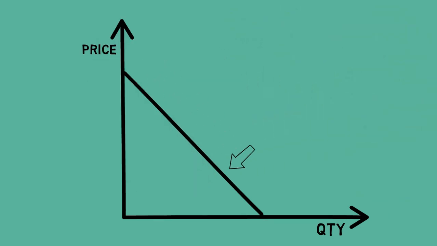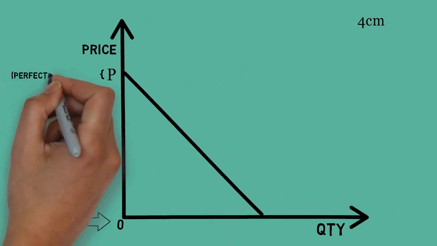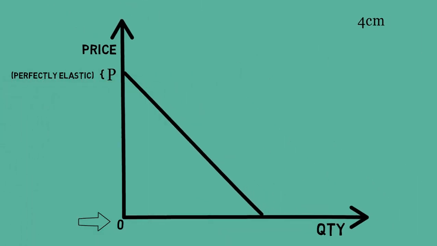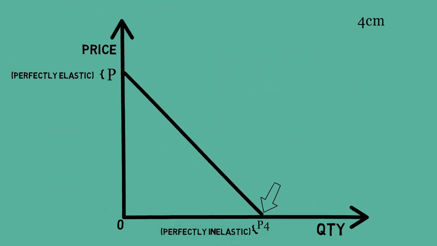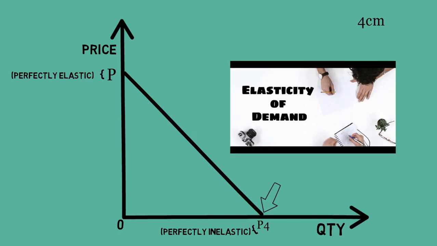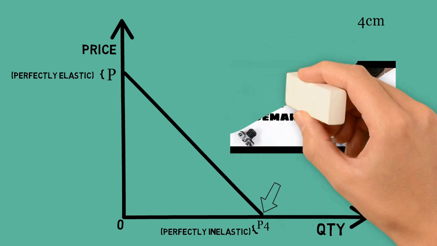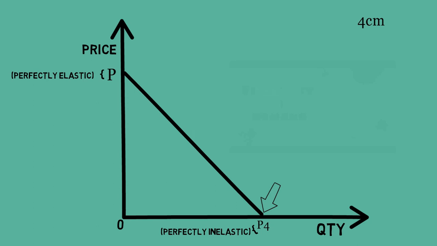Let us assume that the demand curve below has a length of 4 cm. When the price is P, the quantity demanded is 0, which means at point P, the demand is infinitely elastic or perfectly elastic. Similarly, the closer you get to the point P4, the more inelastic demand curve gets. And at P4, the demand curve is perfectly inelastic. Watch the previous video in the playlist to understand elasticity of demand properly.